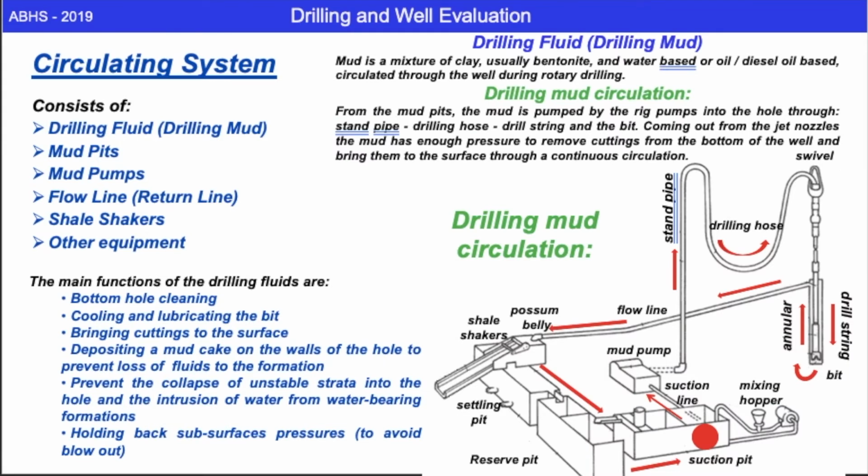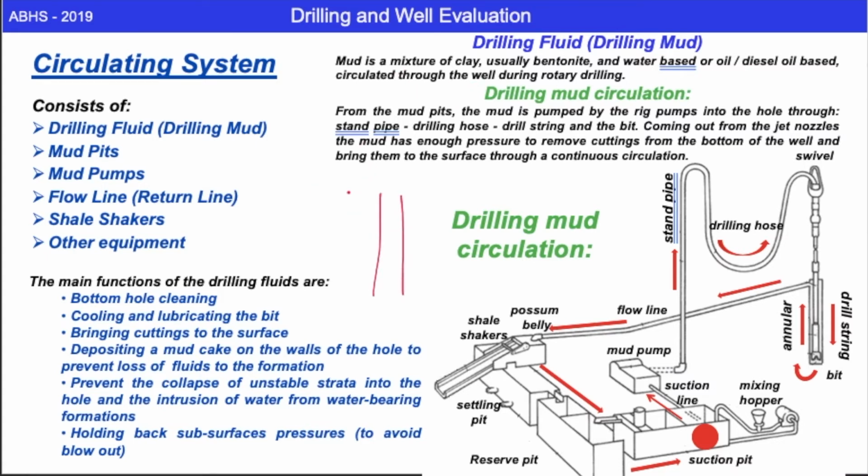For the next aspect of the well rig, we have the circulating system. This circulating system consists of the drilling fluid or the drilling mud, the mud pits, mud pumps, the flow line, the shale shakers, and other equipment that supports the circulating system. The drilling mud ensures that there is a fluid that can help lubricate the drilling process. Usually the lubricating fluid is mud, which consists of clay, usually bentonite, or even a water-based or oil-based diesel fluid that is circulating through the well.